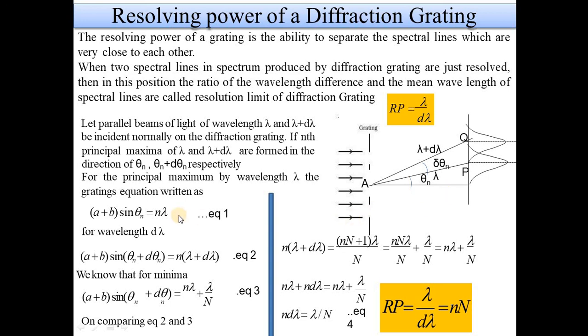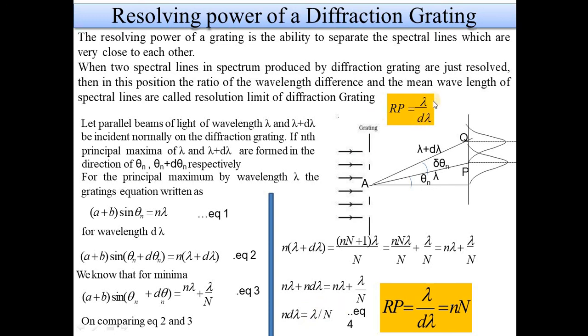So on comparing equations 2 and 3, what will you get? LHS is the same, and the change is in the RHS. I can compare the RHS: n lambda + d lambda is n lambda + lambda/N. So n lambda is common to both; here also n lambda, here also n lambda, I can cancel it. And what is left is n d lambda = lambda/N.